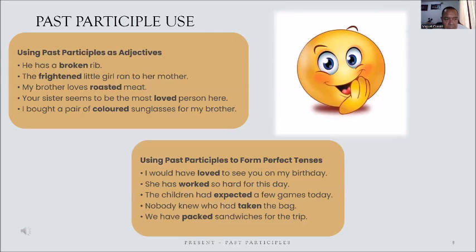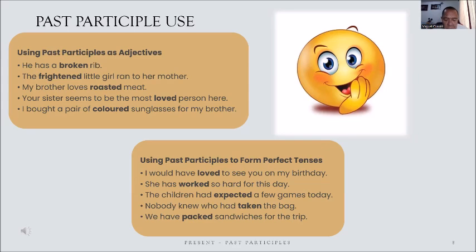The past participle is also used as an adjective when it precedes the noun. See some examples. He has a broken rib. The frightened little girl ran to her mother. My brother loves roasted meat. Your sister seems to be the most loved person here. I bought a pair of colored sunglasses for my brother.